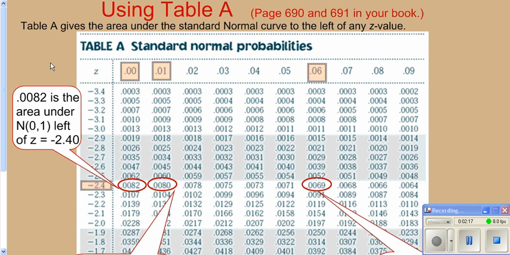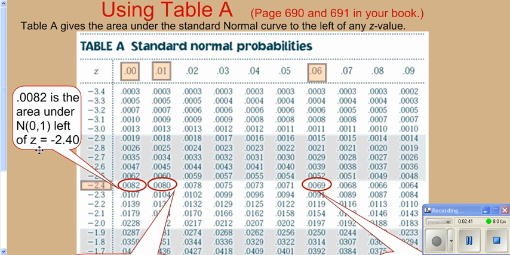Now, when it's not one full standard deviation above or below your mean, and it's part of a standard deviation, we then have to use table A in the back of your book, your z-score table. Now, the table in the back of the book always tells you the portion of data that's smaller than your data value, smaller than your z-score.